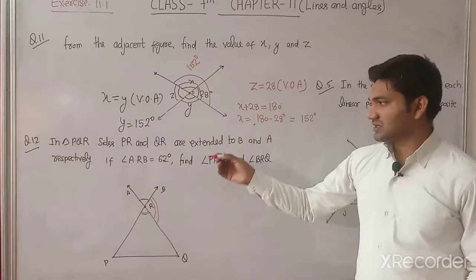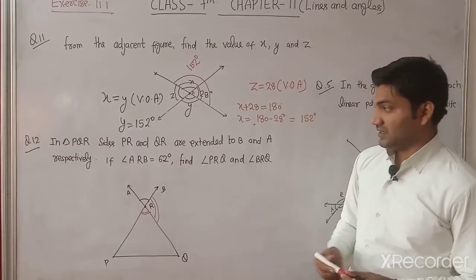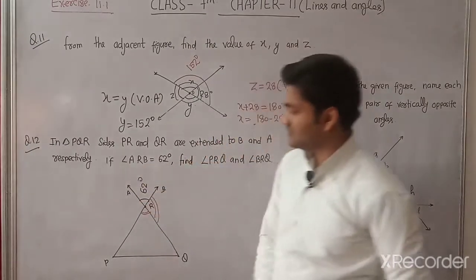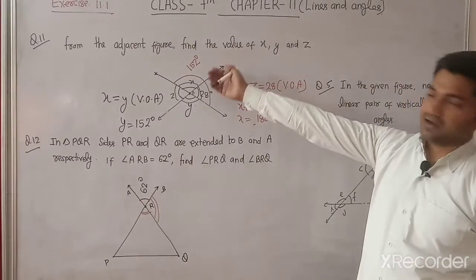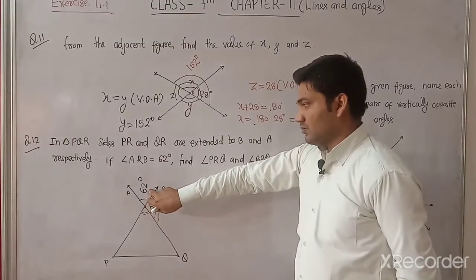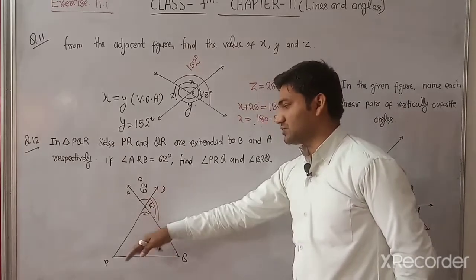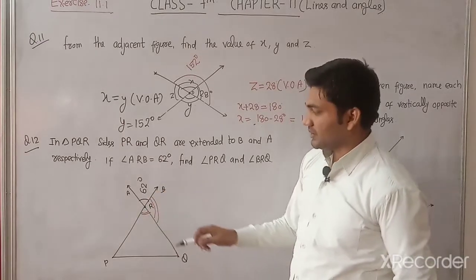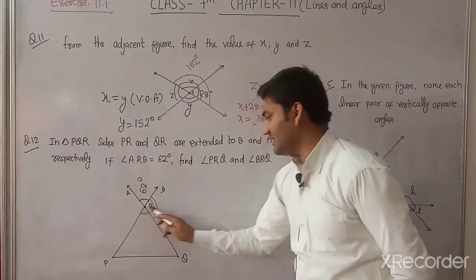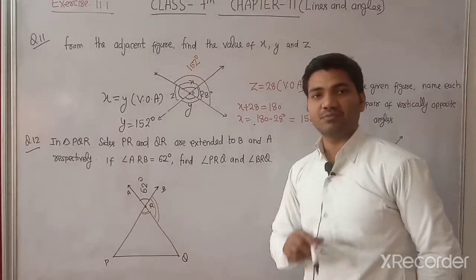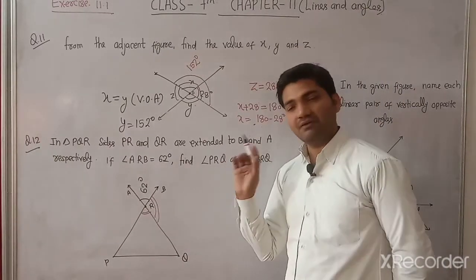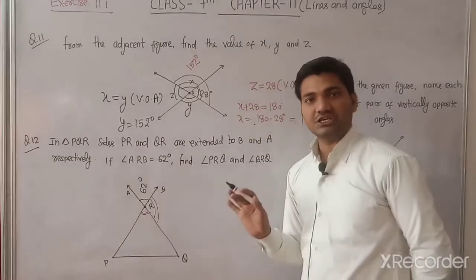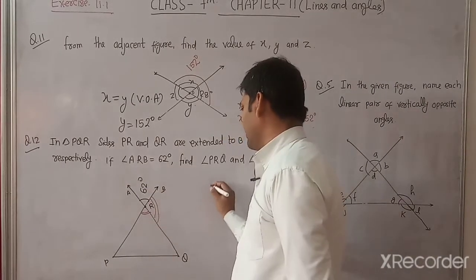First, some information is given: angle ARB is given as 62 degrees. Then apply the same process as in the earlier question number 11. When two rays intersect, the intersecting point forms vertically opposite angles. It means ARB is equal to PRQ, because both are vertically opposite angles. If ARB is equal to 62 degrees, then PRQ is also 62 degrees.